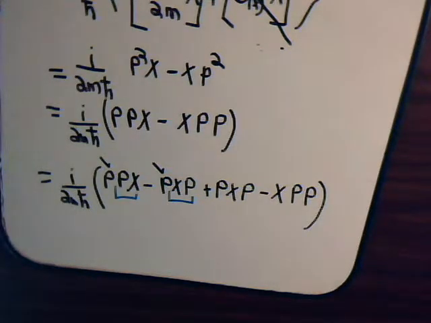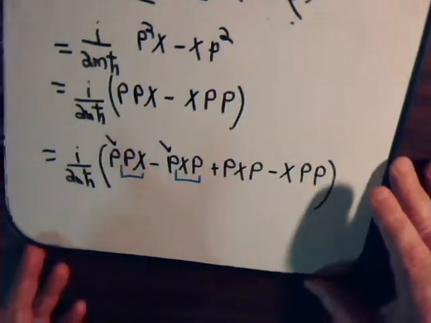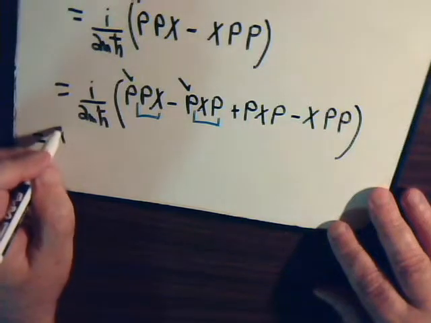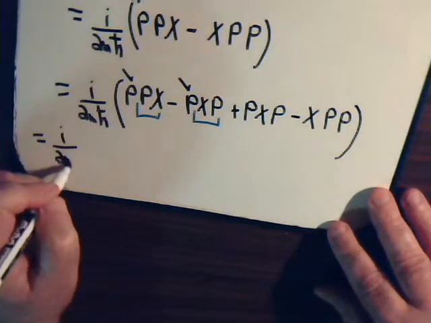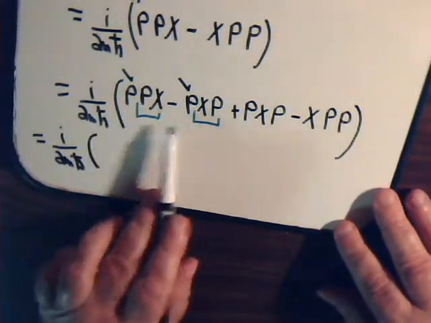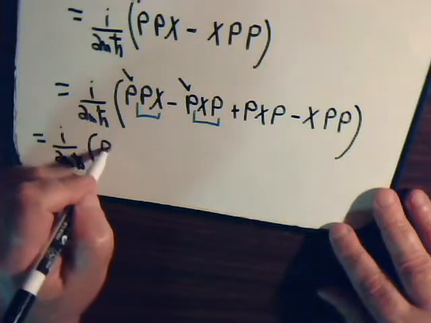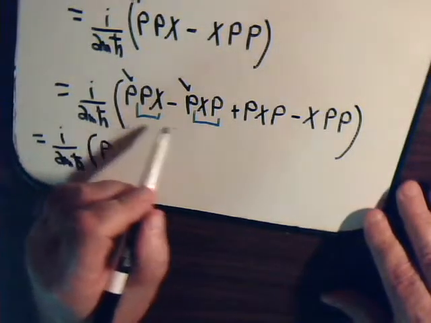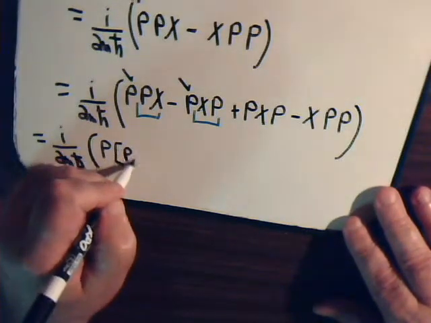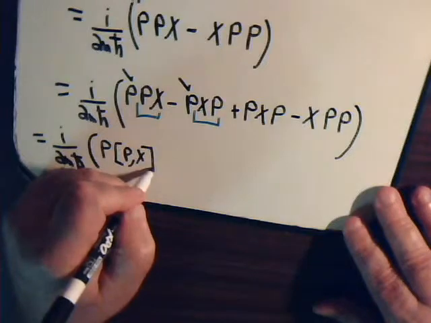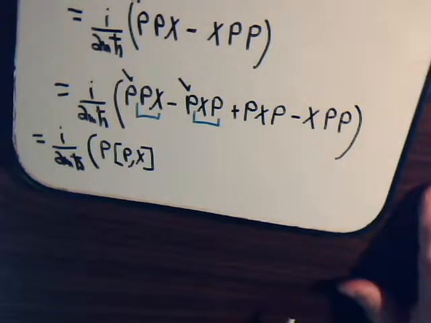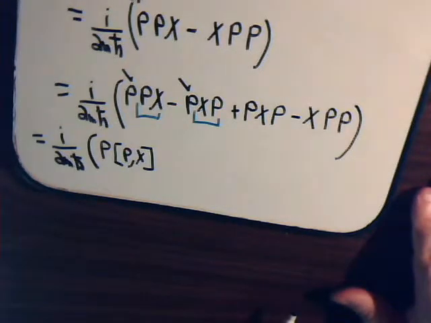So here then what we have is this equals i over 2m h bar, and then from here we have this p factored out, so we have p like this, but then this is just a commutator, x p. That's what this is, if you've written right here. So that's this part of the expression.